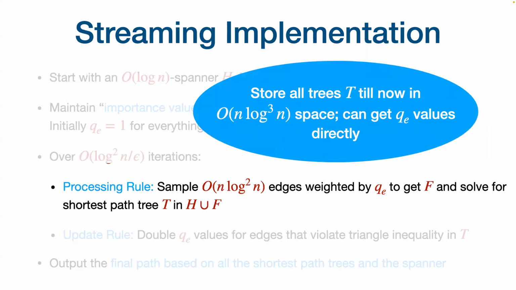The main idea is you store the trees instead of storing the QE values, which will just allow you to recompute values of the QE when you need them. So you're not explicitly keeping them anywhere. You do this sub-processing rule. Initially you're able to sample them and then you'll get a tree. Just keep this tree. For every iteration, you keep this tree.